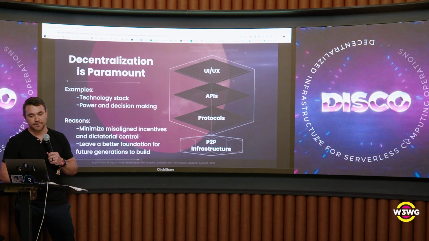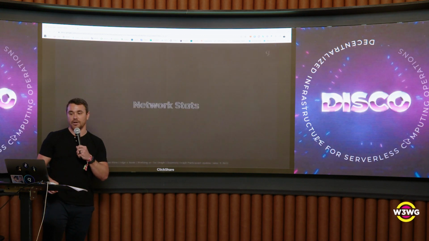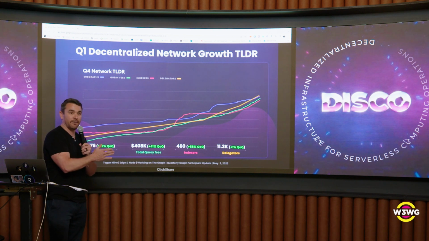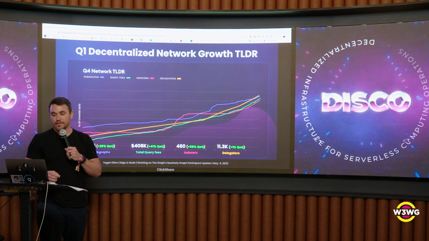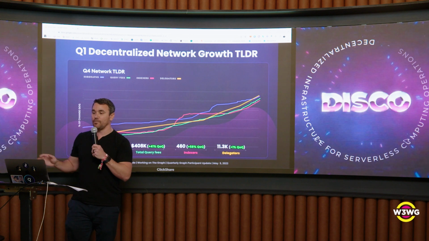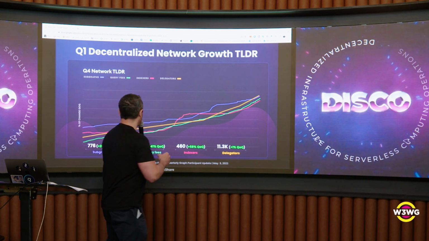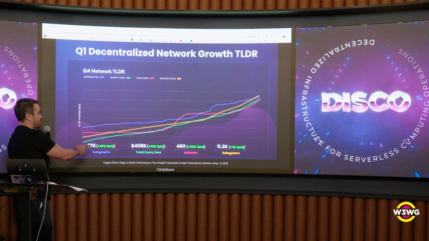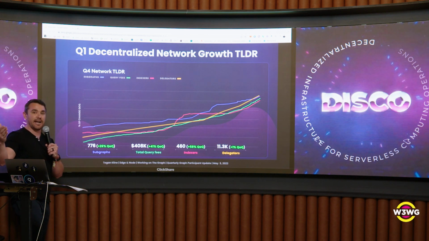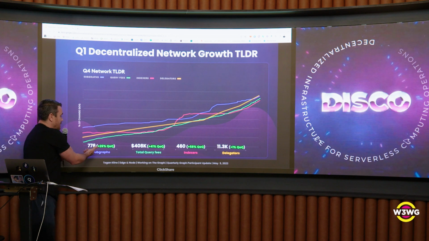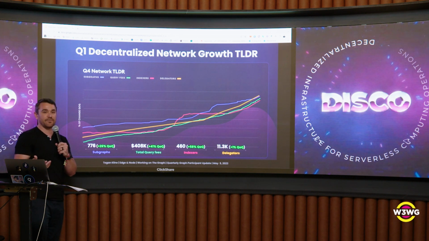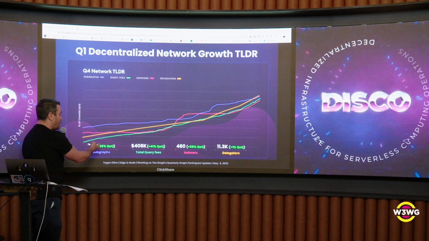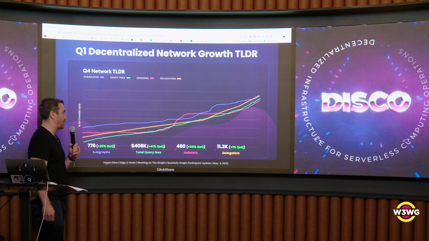But just to give you an idea of some stats on how things are going, and this will all be network facing going forward, the network continues to grow across all metrics. Again, 38,000 subgraphs are actively in use on the hosted service. On the decentralized network, last quarter, at the end of the quarter, there were only 776. And that's 26% growth quarter over quarter.